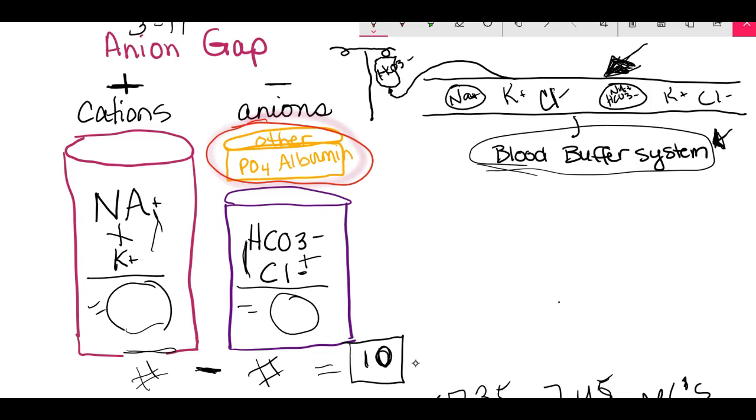These other anions are not accounted for in the equation. And they're not just anions, they're other types of electrolytes. These are not included in this equation. So you're going to have an abnormal, or what we think could be an abnormal gap, because we're not accounting for all the other electrolytes that are in the bloodstream.